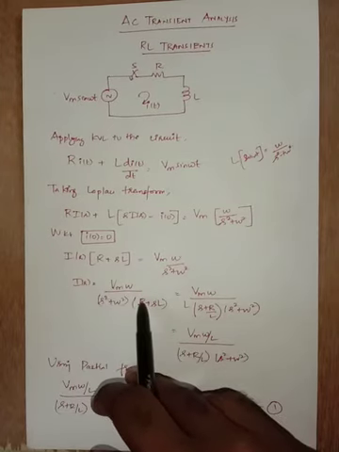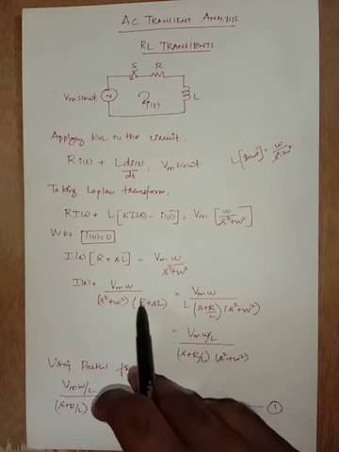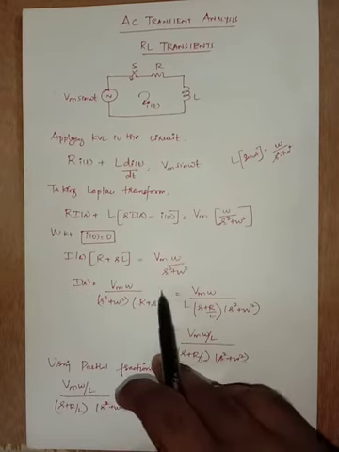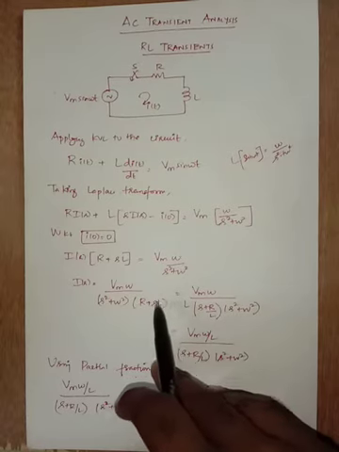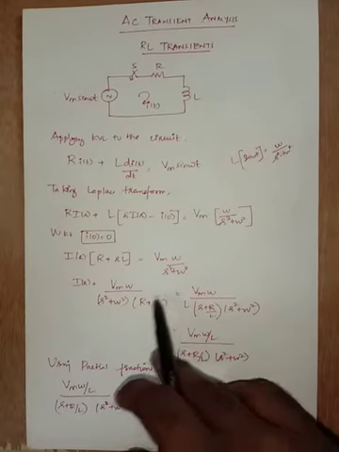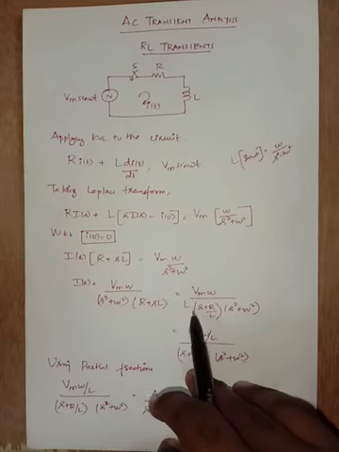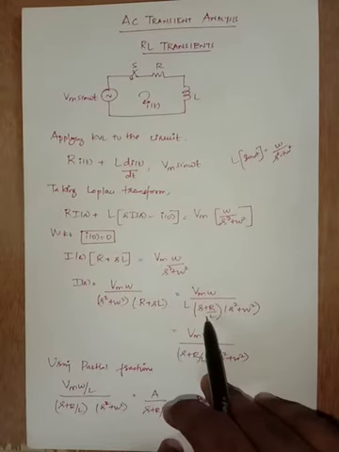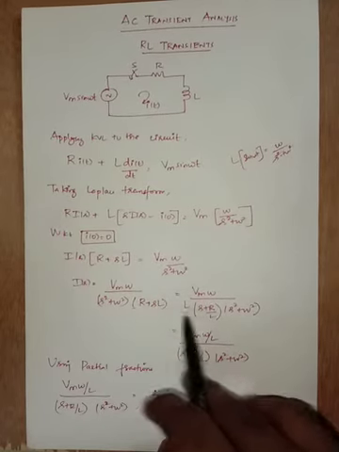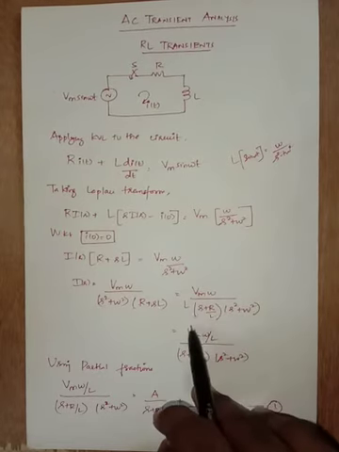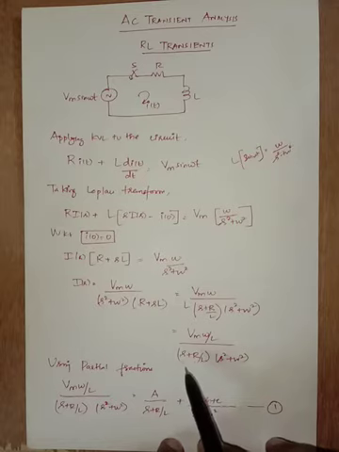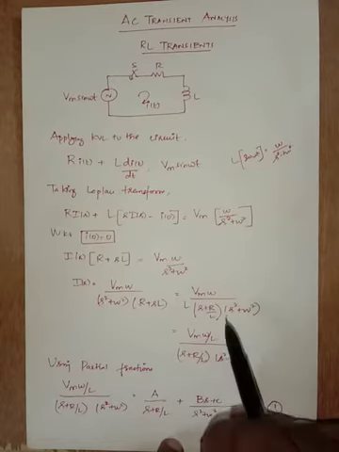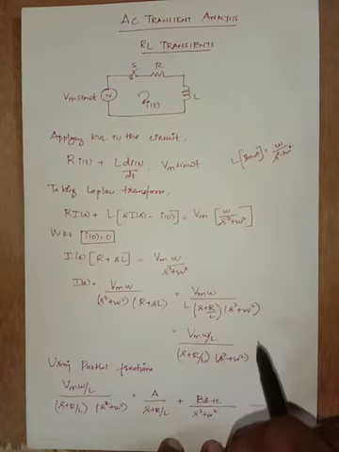If this comes to the right hand side, it goes to the denominator as R plus sL times s square plus omega square. I have to keep the coefficient of s to be 1, so I have to take L as common. So Vm into omega divided by L into s plus R by L, times s square plus omega square. So L will go to the numerator, giving Vm omega by L divided by s plus R by L into s square plus omega square. Now we can apply partial fractions for this.